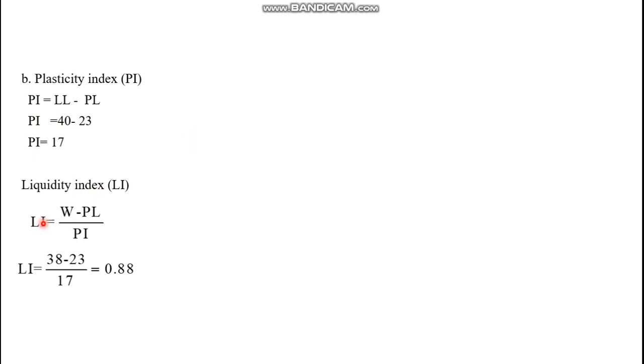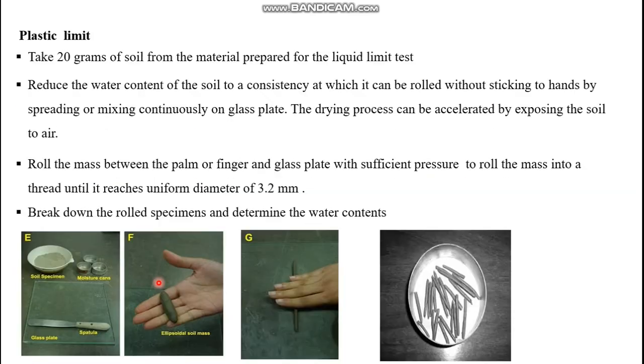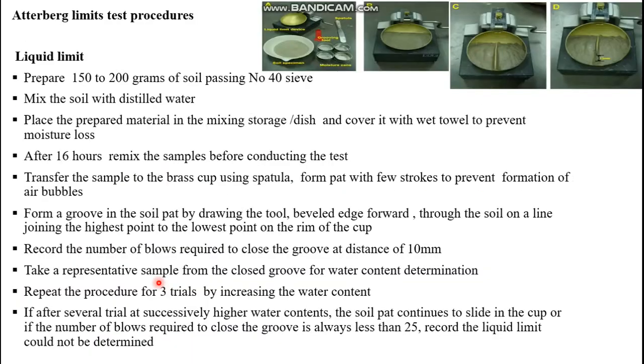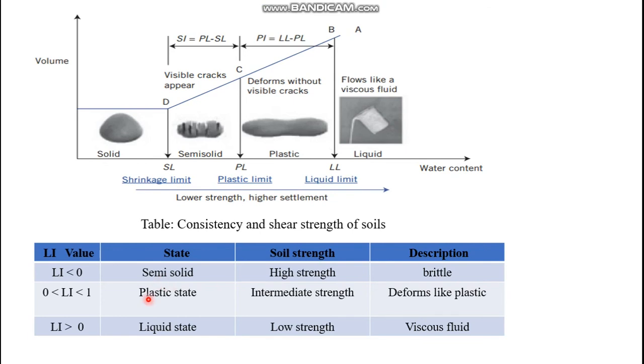The liquidity index is the natural water content minus the plastic limit, divided by the plasticity index. So the liquidity index is about 0.88. Mind you, the liquidity index is a representation of the shear strength of fine-grained soil. So if the liquidity index is between 0 and 1, then the soil is in a plastic state and has intermediate strength.